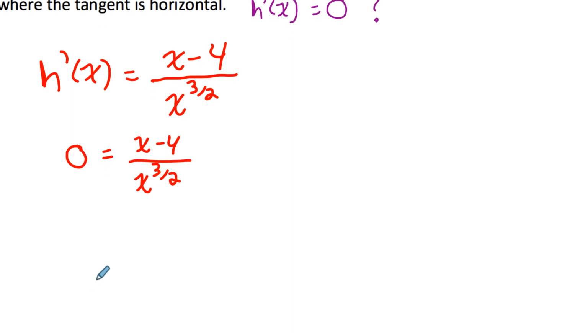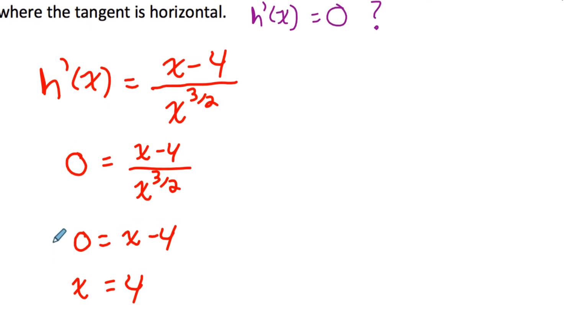Now, what makes a fraction become 0? If the numerator is 0. So algebraically, you can multiply both sides by this denominator, and then it disappears. And we get 0 equals x minus 4, and we get x equals 4. If I plugged 4 into this, I would get 0 over something. And 0 over anything, other than 0 over 0, is 0. So at an x value of 4, the derivative is 0, which means there is a horizontal tangent there.